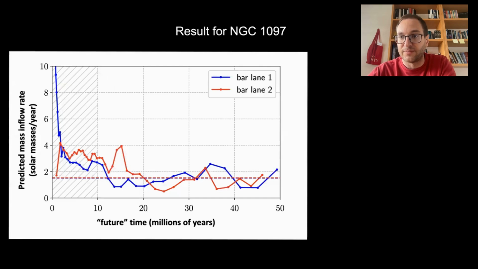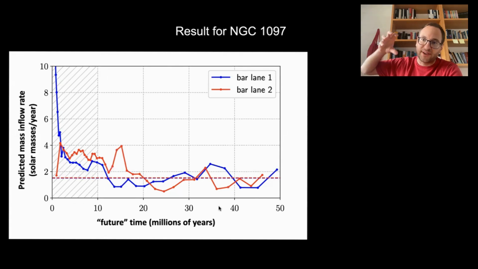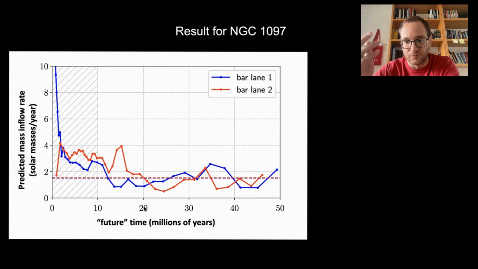Here are the results that we get, for example, for NGC 1097, one of the most prominent nearby barred galaxies. On the x-axis we have the future time, because we observe the river now, but the gas that is in these rivers at the current moment will reach the center of the galaxy in a few million years. So this is a prediction for the mass inflow rate that will be present at the center of this galaxy in the next 50 million years.